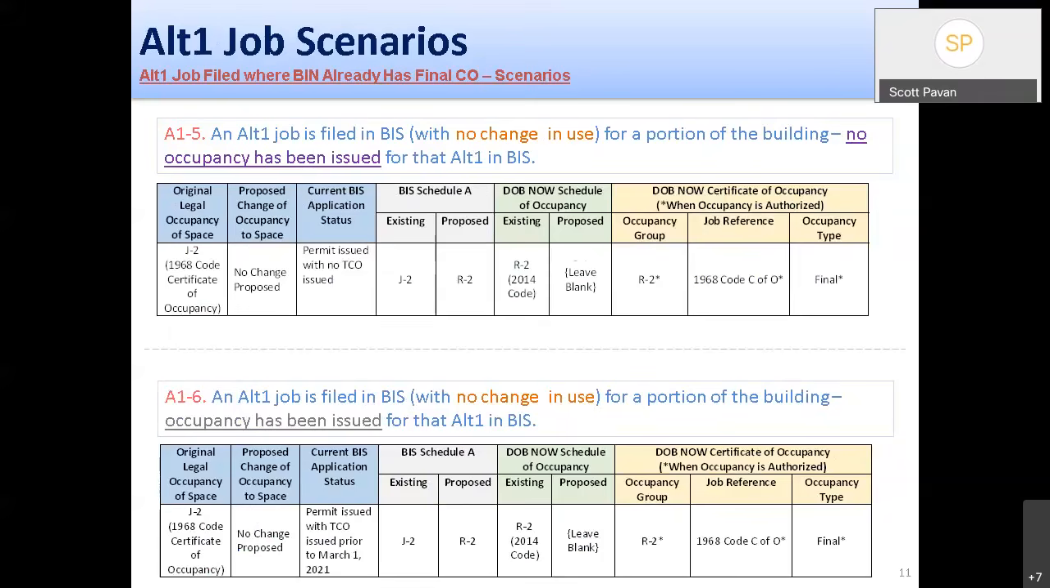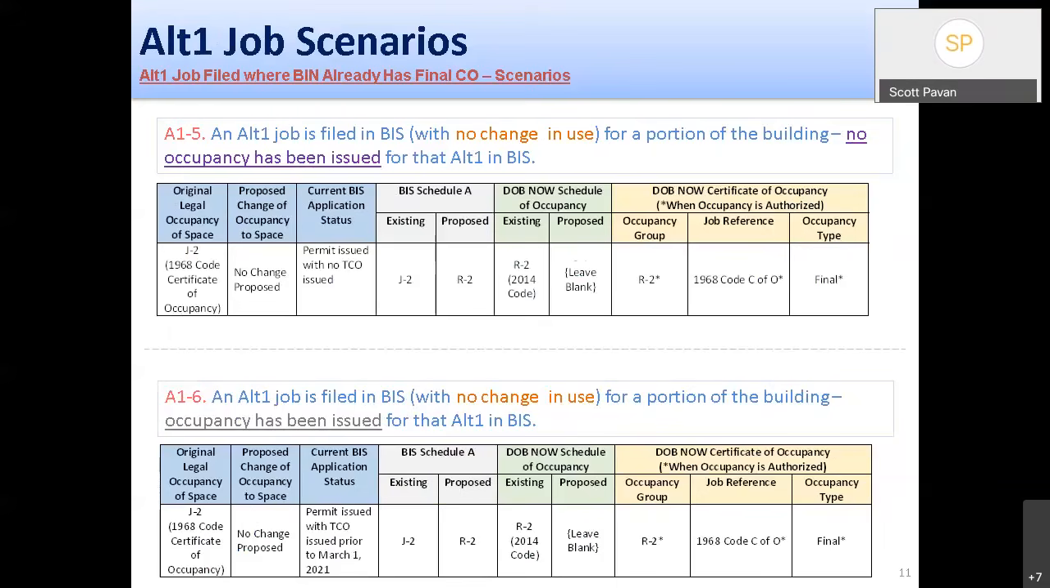Okay, so let's go to those blue columns to make sure we understand the scope. Original legal occupancy, J2, 68 code. Proposed, I'm not changing that. I'm not touching it. We know what we do in BIS, right? Existing, no change, right? Current BIS application, I got my permit, but I ain't got a TCO yet.